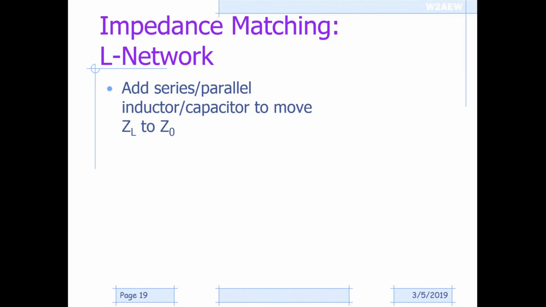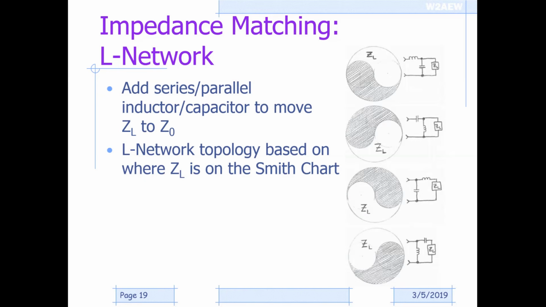We're simply going to be talking about adding a series or parallel inductor or capacitor to move from our load impedance or measured impedance to the system impedance. And there are different topologies that can be used. So we could add a shunt capacitor and series inductor, a shunt inductor and series capacitor, and vice versa. There's a number of different ways of doing that. Which topology you use depends on where your load impedance winds up being.